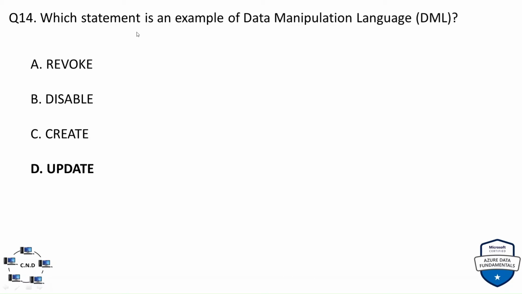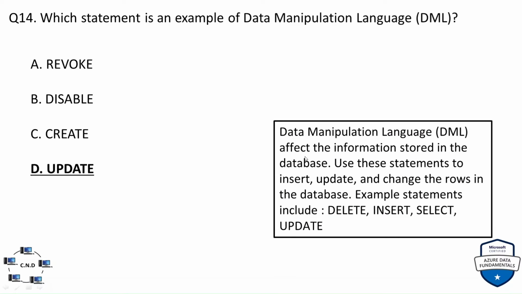Question number 14: which statement is an example of data manipulation language, or DML? The options are A, revoke, B, disable, C, create, and D, update. The correct option is already bolded out. It is update. So update is an example of a DML statement. Again, DML basically affects the information stored in the database. Use these statements to insert, update, and change the rows in the database. Examples of DML include delete, insert, select, and update.